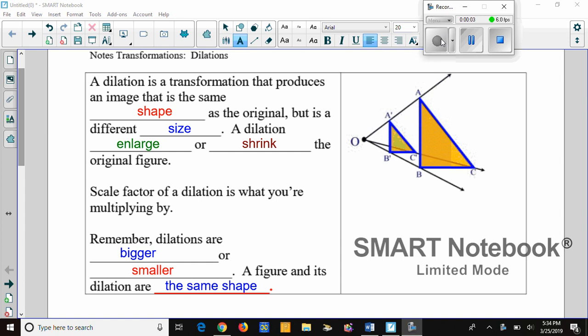We're going to take a look at Chapter 6, Lesson 4 on dilations. It is the last of our 4 transformations. A dilation is a transformation that produces an image that is the same shape as the original, but is a different size. A dilation enlarges or shrinks the original figure.